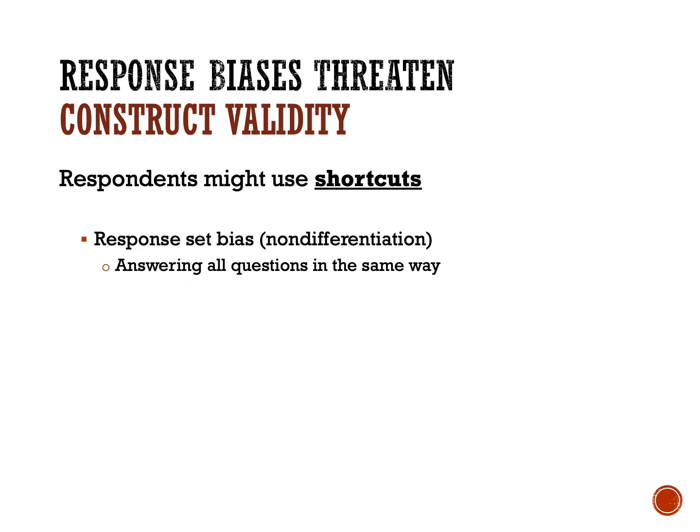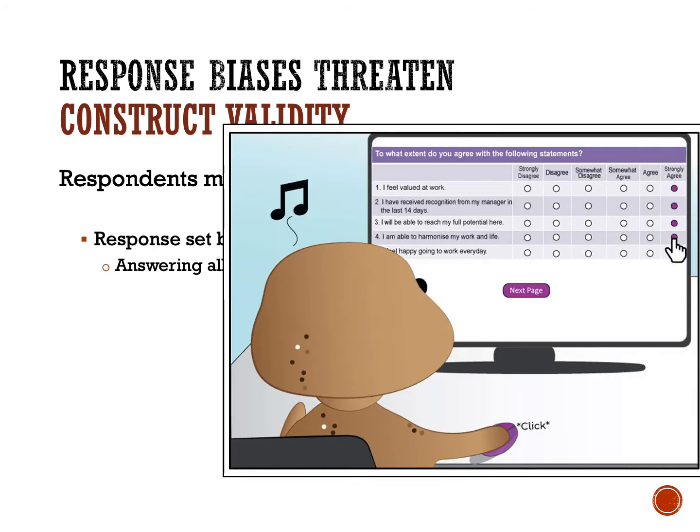One type of shortcut is response sets, or non-differentiation. So sometimes in surveys, a set of questions might be worded similarly, or they have the same types of response options. Well, a respondent might notice that and start to take shortcuts by answering all of the questions in the same way. So for example, they might just be clicking strongly agree all throughout without actually reading the questions. So this weakens your construct validity because respondents aren't actually reporting what they really think. So you're not measuring what you think you're measuring.